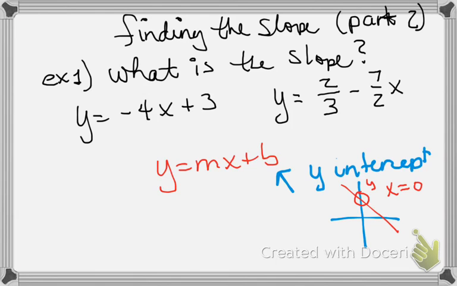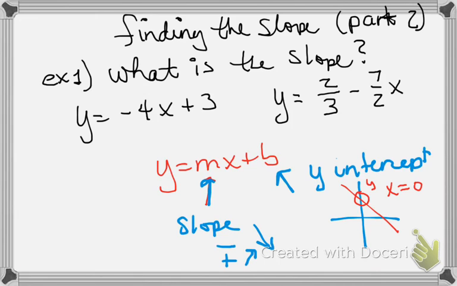The number in front of x is our slope. It's always our slope. The slope tells us many things. If it's a negative number, the line's going down. If it's a positive number, the line's going up.